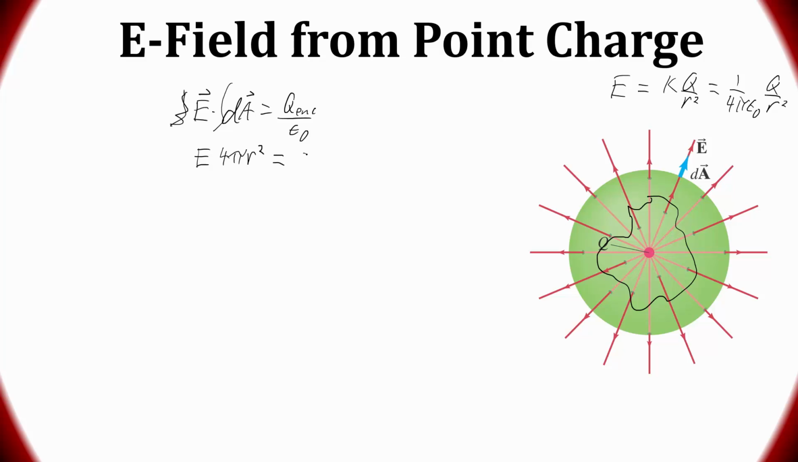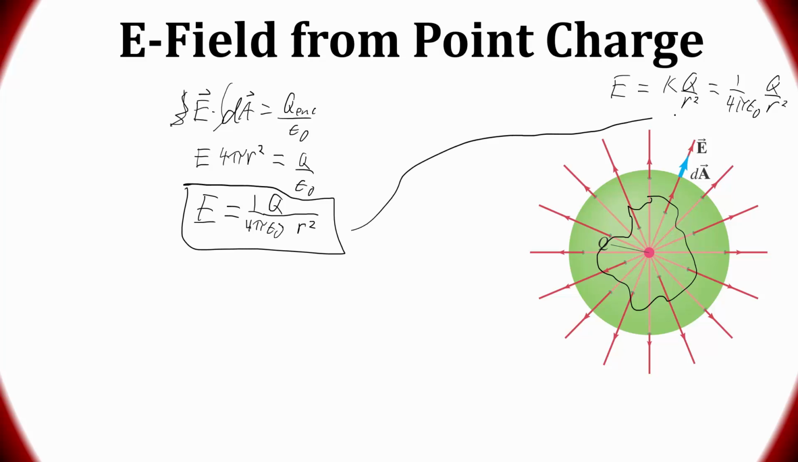In this case, I just have a charge q, and then I have my epsilon naught there. I divide this over, and lo and behold, we get 1 over 4 pi epsilon naught times q over r squared, which is exactly what we expected to find, right?